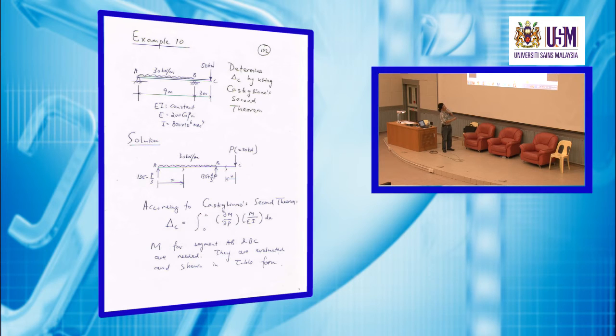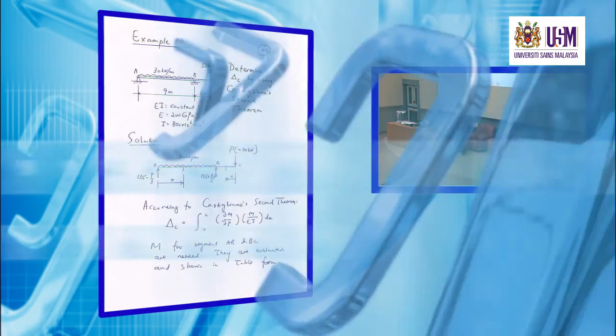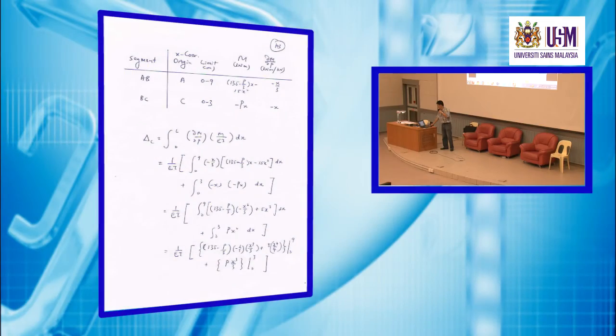According to Castigliano's second theorem, to find delta C, you need to use this equation: the integral of del M over del P, multiplied by M over EI. So you have to find bending moment, and your bending moment will be a function of P. The bending moment is a function of P, then only you can differentiate this partially. So bending moment for segments AB and BC are needed.